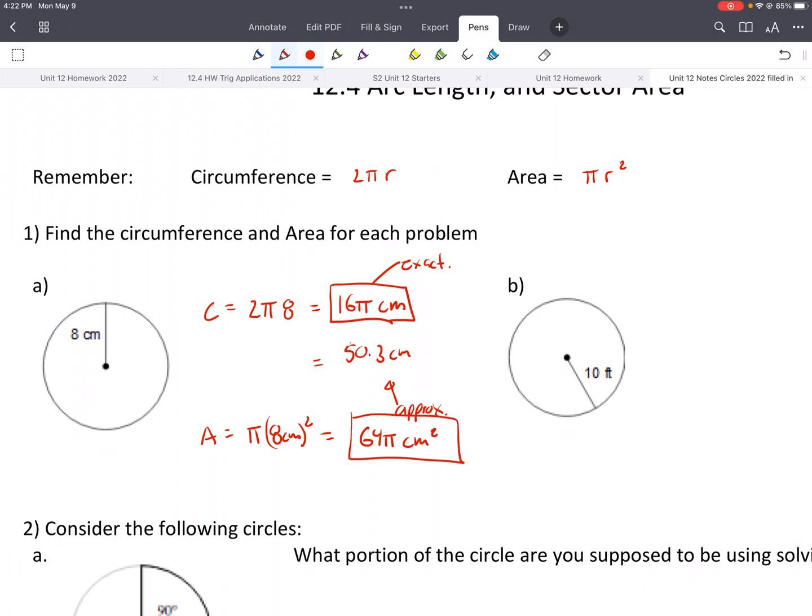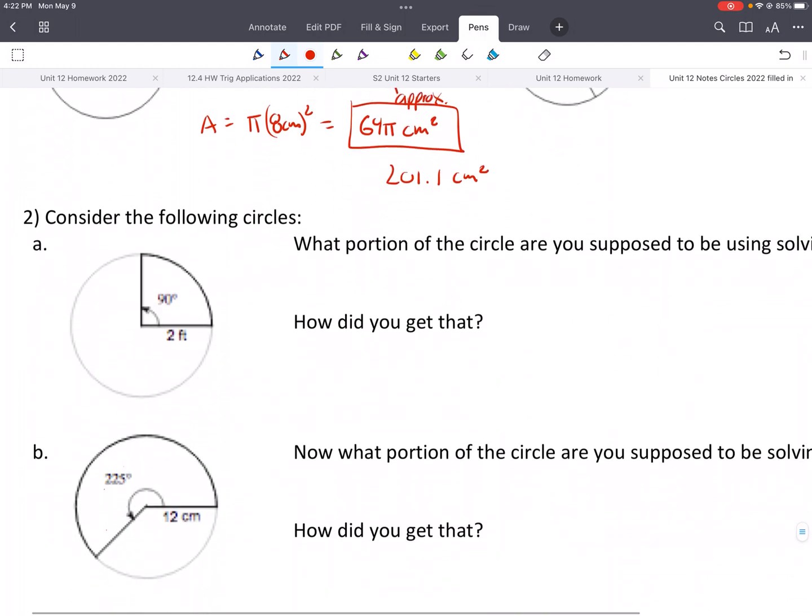Again, you could find the approximate if you wanted to. That'd be 64 times pi, and you'd get like 201.1 centimeters squared. Approximate answers are good, and we use that a lot in life, but just for our class, we're going to try and keep our answers exact.